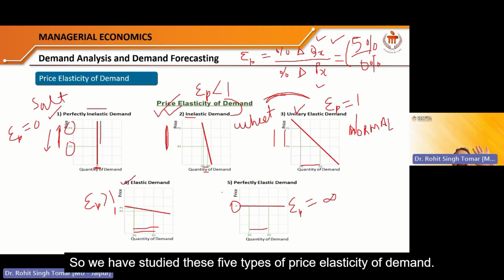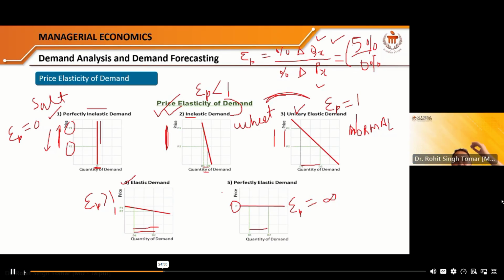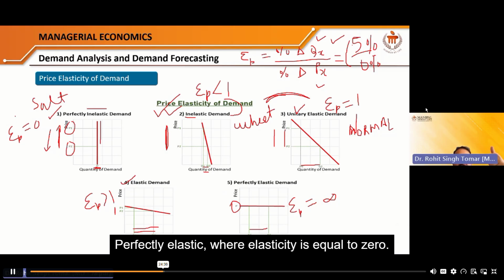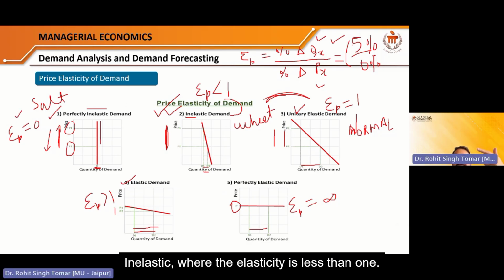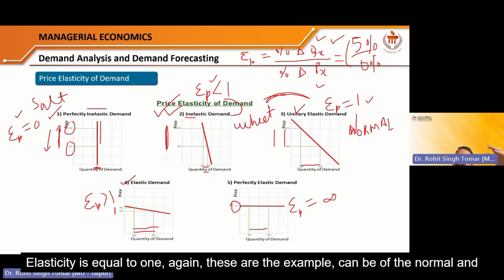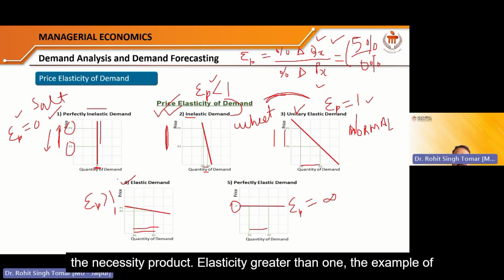So we have studied the 5 types of price elasticity of demand. Perfectly inelastic, where elasticity is equal to 0. Then inelastic, where the elasticity is less than 1. These are examples of necessity products. Elasticity equal to 1: again, these examples can be of normal and necessity products.